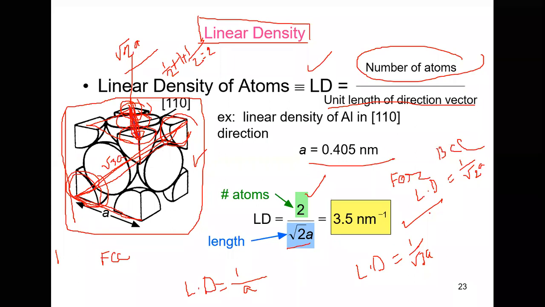And for BCC, linear density along the edge dimension is the same as before. It is 1 by a. But for the body diagonal, now half an atom is here, half an atom is there, and the body centered atom fully lies along that line. So it will be 2 by root 3 a. Similarly, I may ask you to calculate linear density of atoms in various crystal directions or along various lines. Okay, so I hope you will be able to solve it.